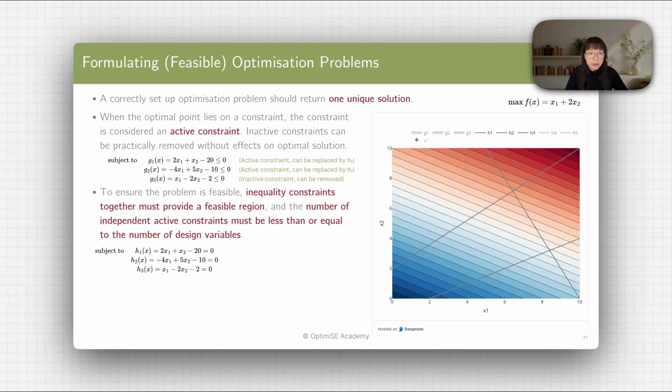So the entire problem is infeasible. It's not a problem because we cannot actually get any feasible solution, let alone optimal ones. So the principle behind how to set up a feasible optimization problem, to ensure the problem is feasible, we first have to have inequality constraints together provide a feasible region. But more importantly, the number of active constraints must be less than or equal to the number of design variables.